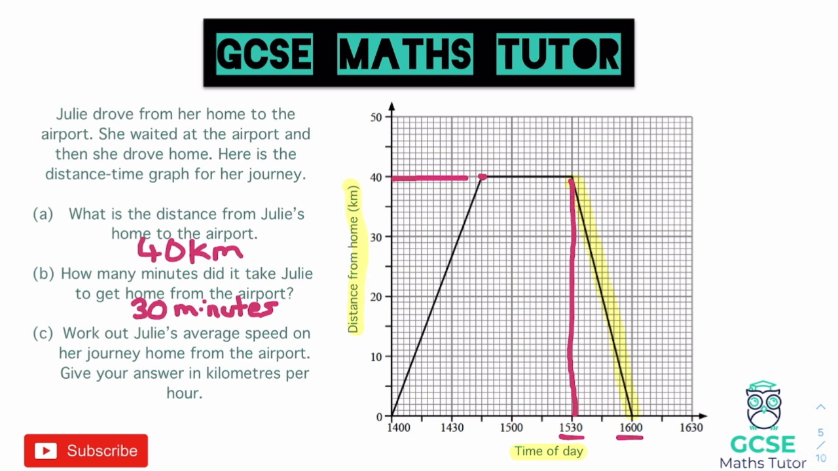It then says for part C, and this is our new part here, work out Julie's average speed on her journey home from the airport. Give your answer in kilometres per hour. So in terms of working out an average speed, we need to remember our speed distance time formula. And we have all the information already in order to work that out, we just need to be careful when we're using it. So our speed distance time formula is that speed is equal to distance over time. And remember, if you like, you can put that into a formula triangle.